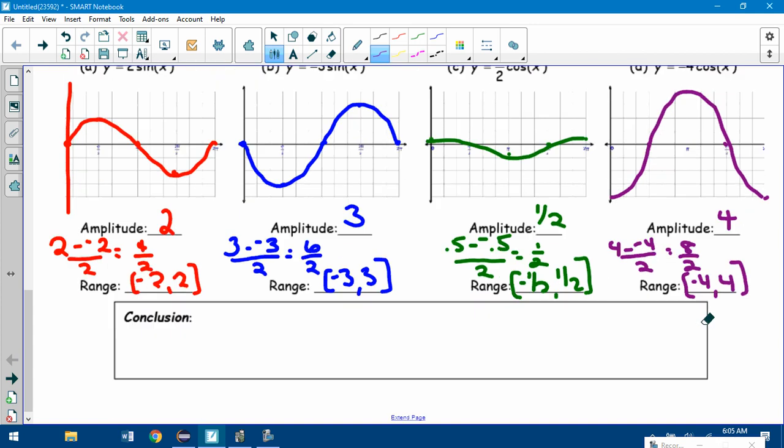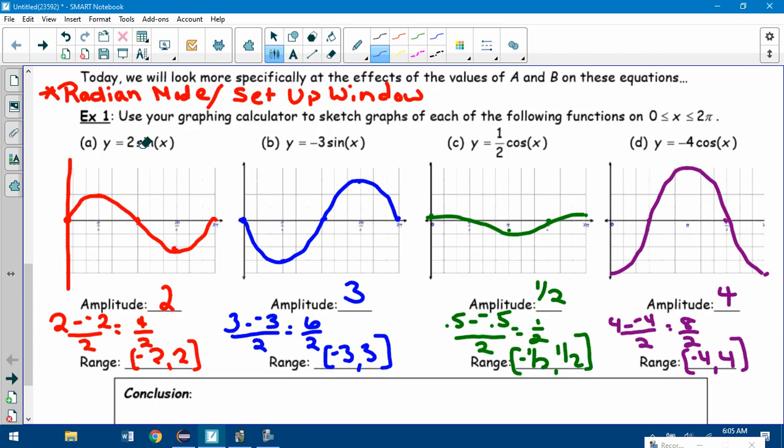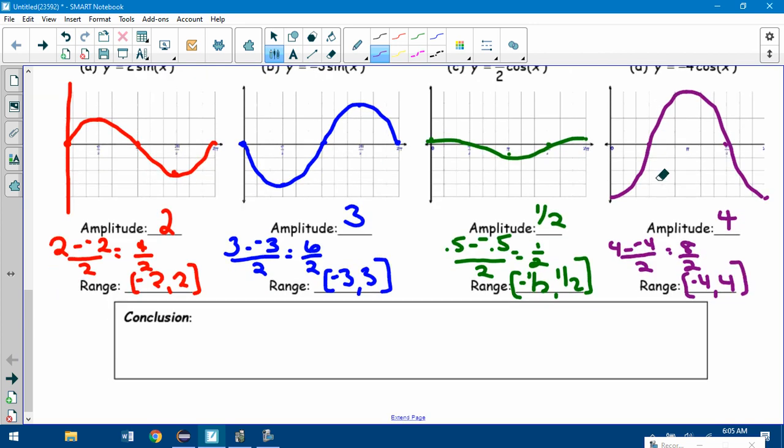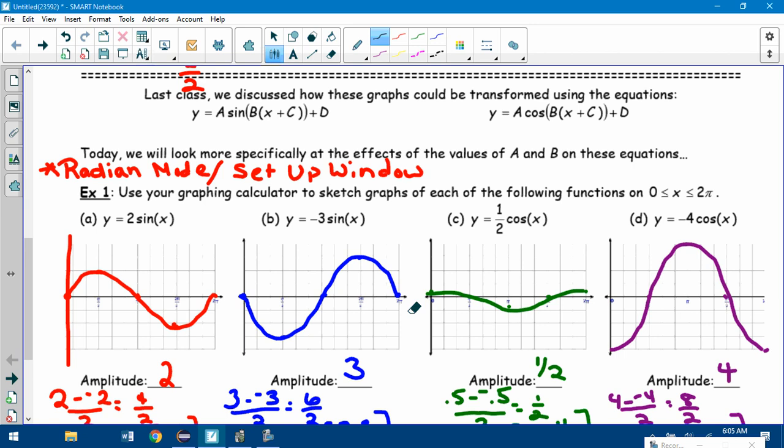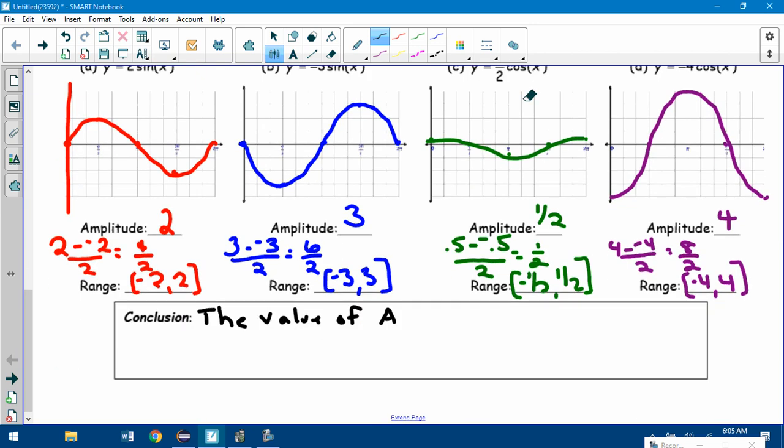So the thing to notice is that value out front is basically telling you the amplitude. So the conclusion is that the value of A, again, A is referring to that number out front of the graph, it's the vertical stretch, it affects the height of the graph.